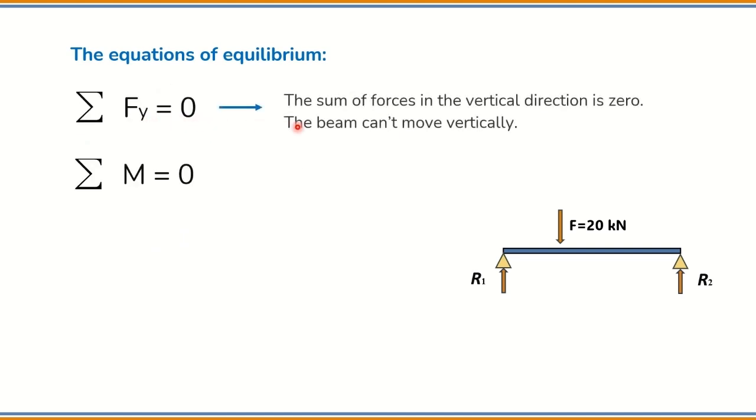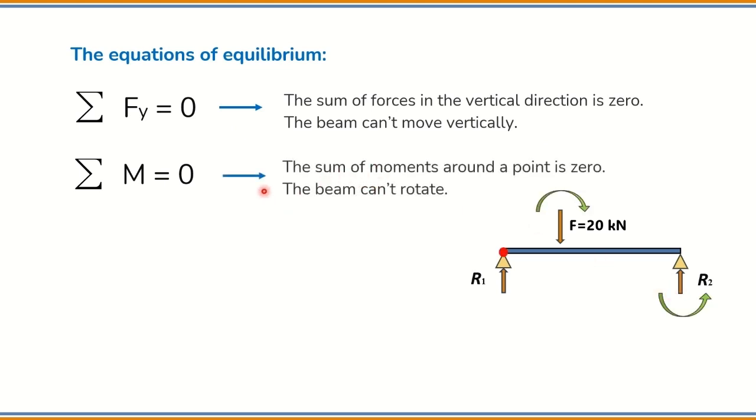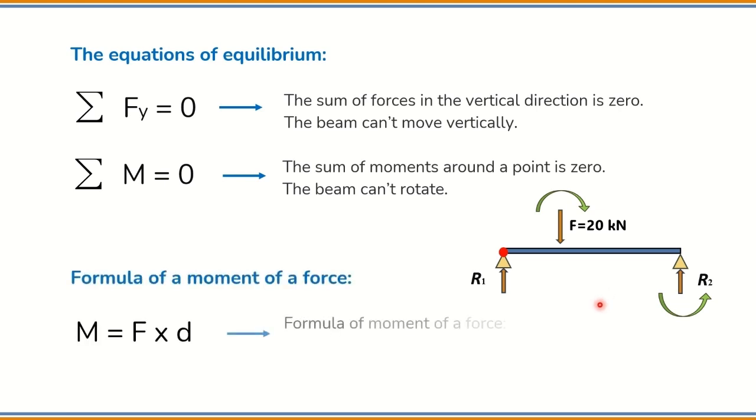This one means that the sum of the forces in the vertical direction is 0. Here we have the vertical forces. We need to add them together and equal 0. This equation of equilibrium means that the sum of the moments around the point is 0. We need to select the point, calculate the moments caused by these forces, add them together and equal 0. We will also be using the formula of a moment of a force, which is force times distance.